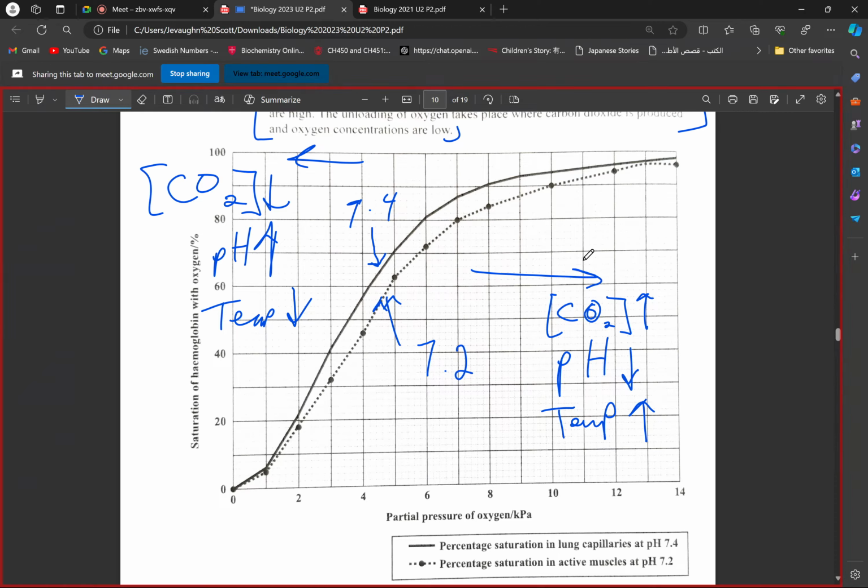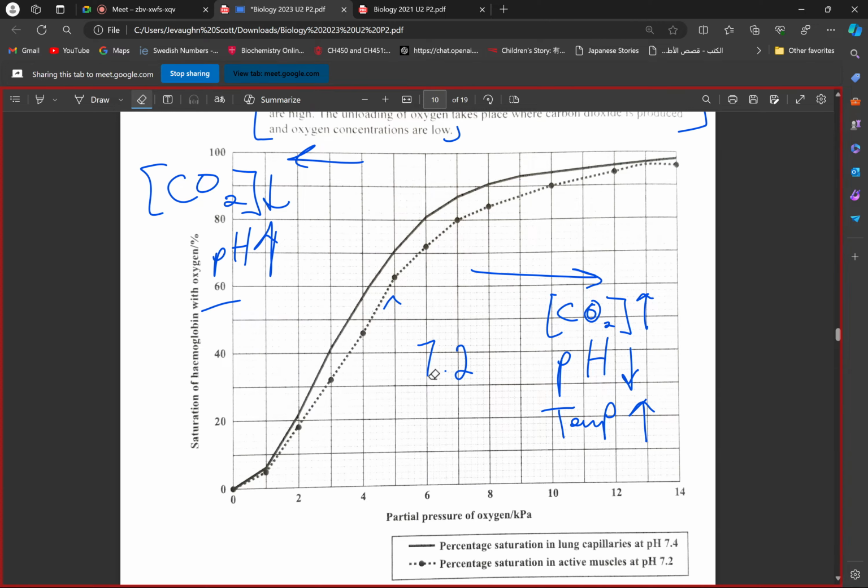In the lungs, about 2 kilopascals. Give me a range. 2 to around 5 kilopascals, right? Yes, sir. So you're saying that if we're looking at the capillaries within the lungs, the saturation of hemoglobin with oxygen would increase. So where it increases, this general range, right, that we're talking about. I guess I have to erase everything on the screen, all right, to make it easier to see.